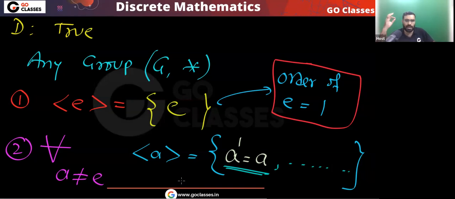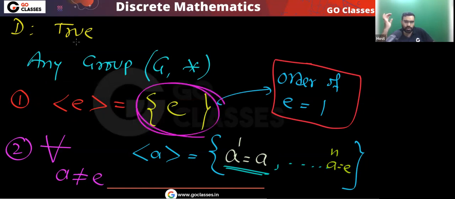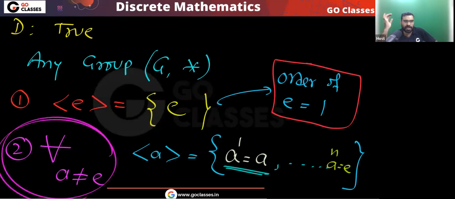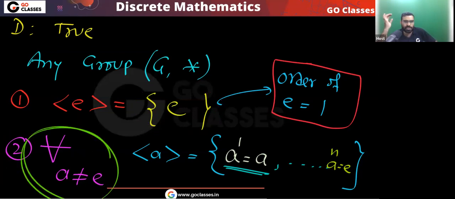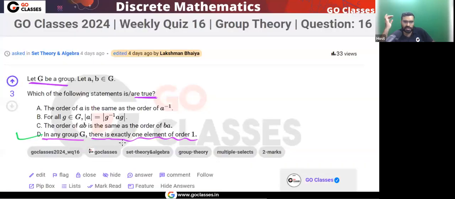Very simple. I hope this point is clear. You can stop when you generate the identity element. So the identity element can generate only itself, only one element, but for all A which are not the identity element, at least 2 elements will be generated. So I can say that in any group, there is exactly one element of order 1. Yes, that is correct.